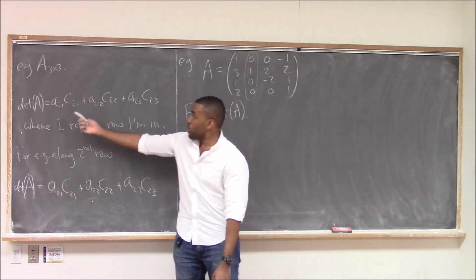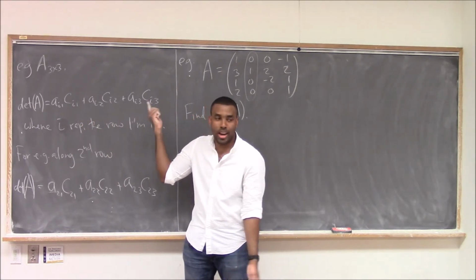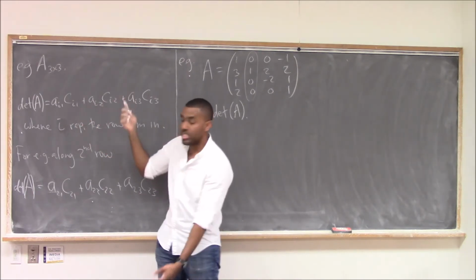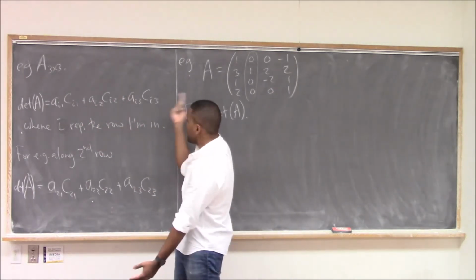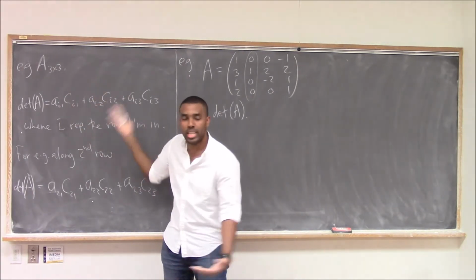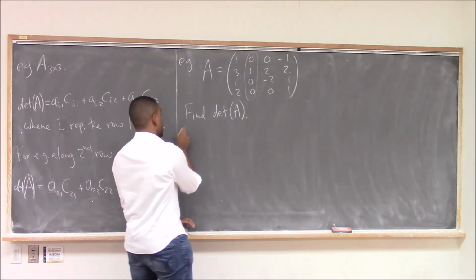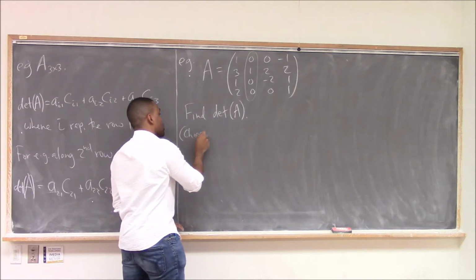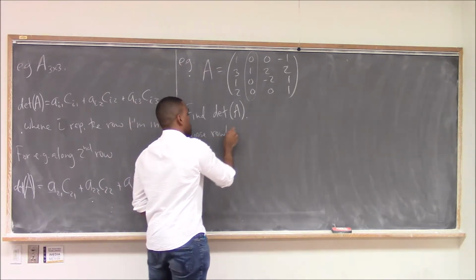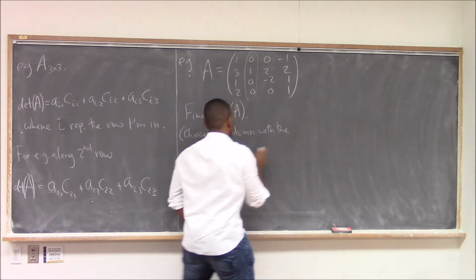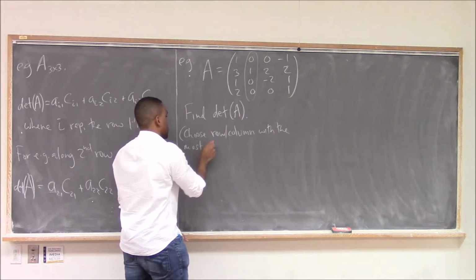Since I know I have this formula where I'm going to be multiplying a bunch of stuff, I don't want to multiply too many things. Since I have the choice of any row or column, I'm going to choose the one with the most zeros, so I have to compute fewer things. That's one important choice, and that's the first thing I would do: choose the row or column with the most zeros.